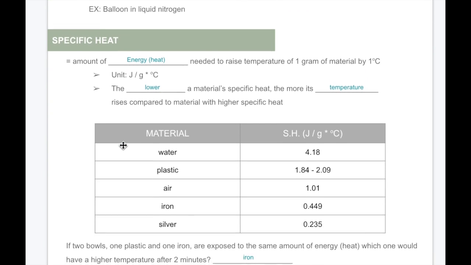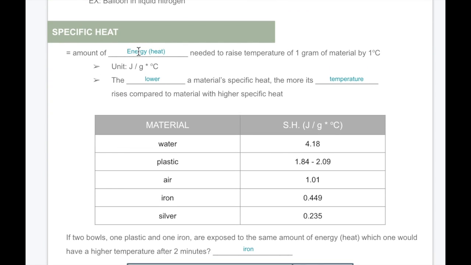Specific heat. This is just the amount of energy or heat needed to raise the temperature of 1 gram of material by 1 degree Celsius. Depending on what material we're trying to heat, it's going to require different amounts of energy. The unit for specific heat is joules divided by grams times temperature in degrees Celsius. The lower a material's specific heat, the more its temperature rises compared to the material with higher specific heat. The ones with lower specific heat don't require as much energy to raise their temperature.